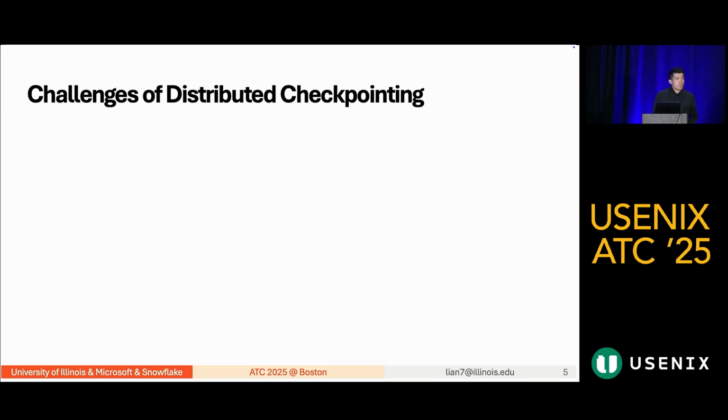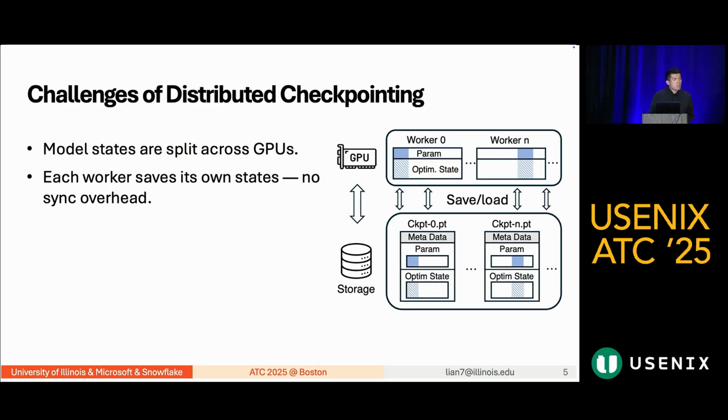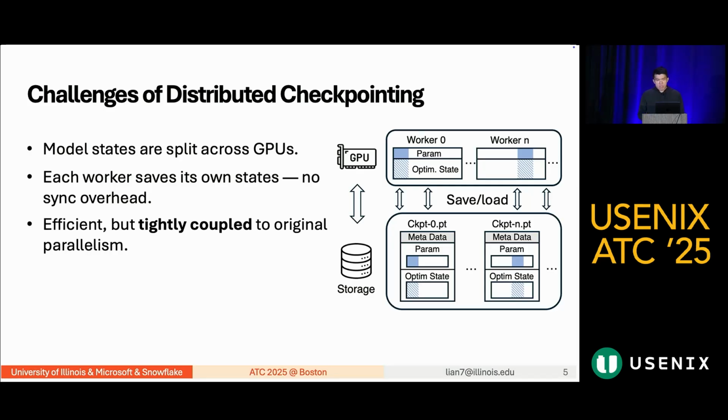The challenge comes from distributed checkpointing. As you know, with parallel strategies, the model is partitioned across GPUs. Each worker or GPU independently saves its own model states to the storage, including the parameters and optimizer states, without synchronization overhead. While this approach is efficient, it tightly couples the checkpoints to the original parallel configurations.